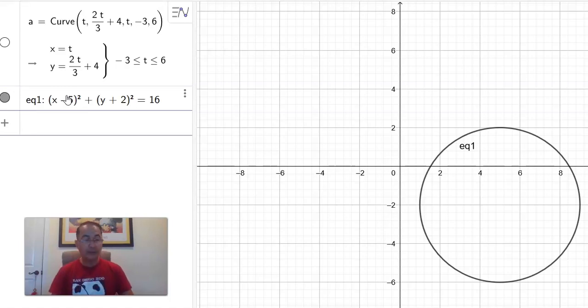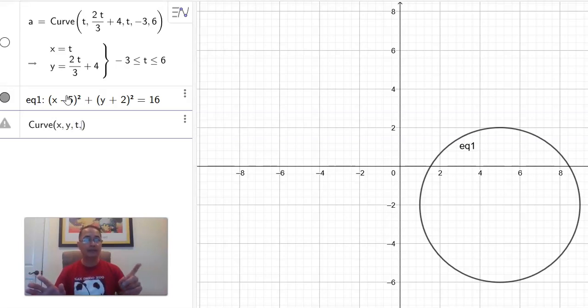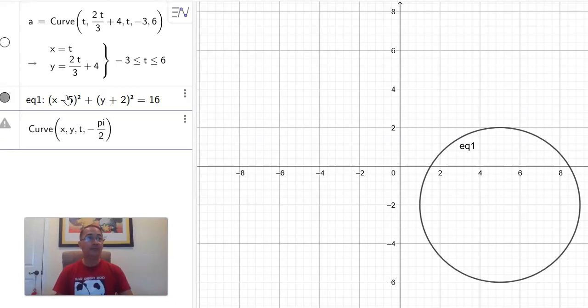Okay, so we said our curve will be, and so that you don't lose your place, here's what I do. I put up the skeleton. So in this case, we're in 2 dimensions. So x, y, parameter t. And I go ahead and put the endpoints, negative pi over 2, pi over 2. Okay? So this way, all I have to do now is fill in the x and the y.